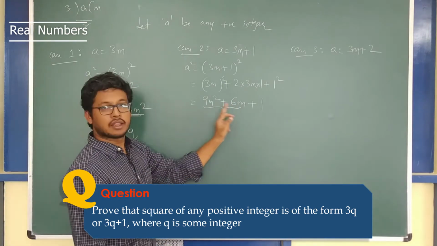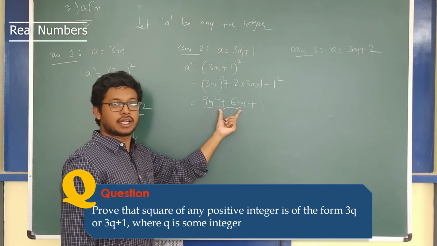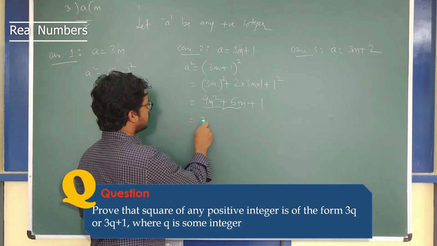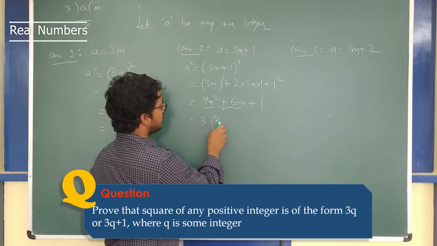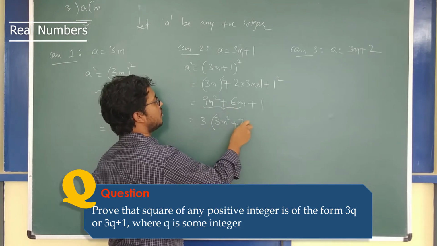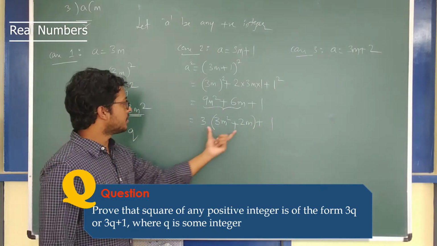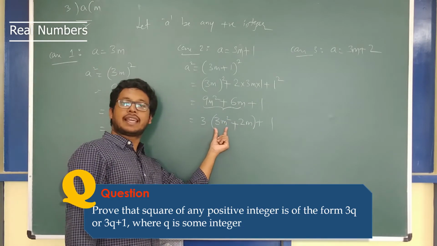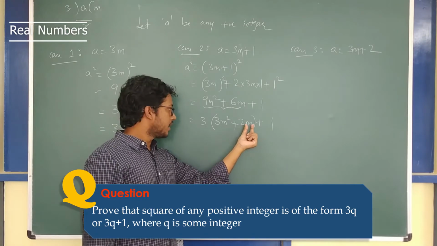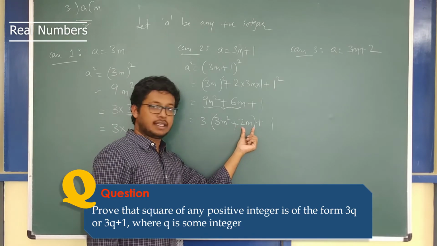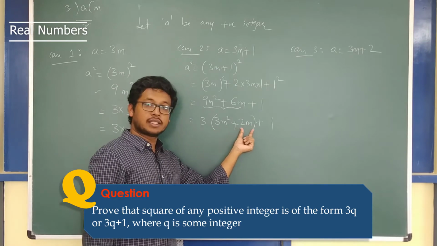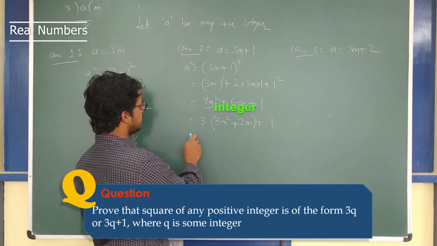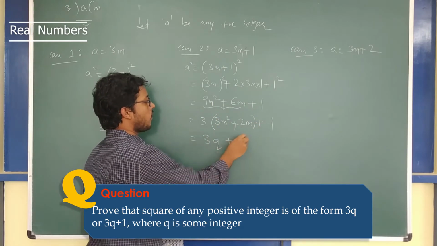So now between these two, we don't take 3m outside, since we want the form 3q plus 1. So we will just take 3 outside. If I take 3 outside, here remains 3m square plus 2m, plus 1. Now see what this is. m is an integer, m square is another integer, 3m square is again an integer. 2m, m is an integer multiplied by 2, is again an integer. So this whole thing is another integer, so I can write this as 3q plus 1.